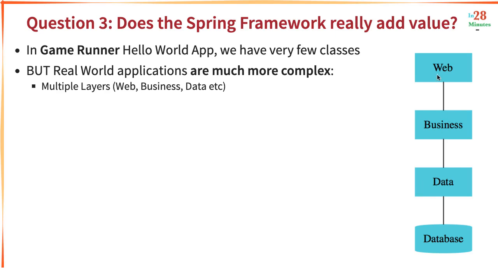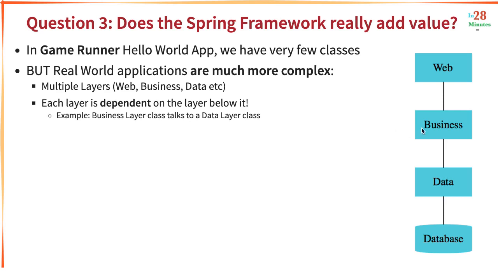You have a web layer, which is responsible for the UI logic. You have a business layer, which is responsible for the business logic. You have a data layer, which talks to the database. So whenever you talk about an enterprise application, you have multiple layers, and each of these layers is dependent on the layer beneath it. The web layer is dependent on the business layer. The business layer is dependent on the data layer. The data layer gets the data from the database.